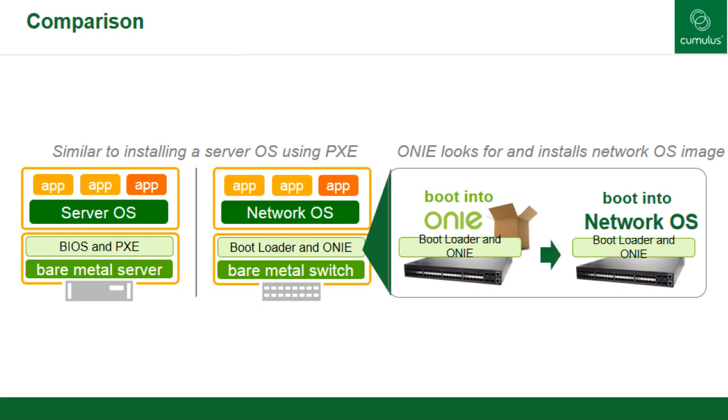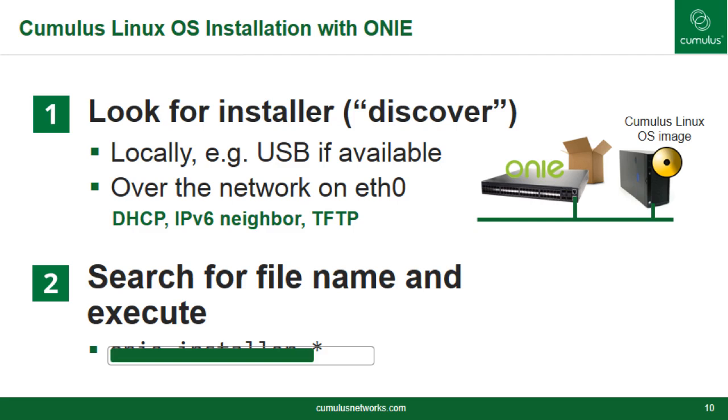So how ONI works is first, it looks for an installer. The absolute simplest way to do this is you can just plug in a USB key to the front panel port. So it'll first look locally.